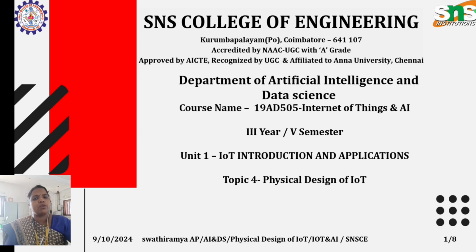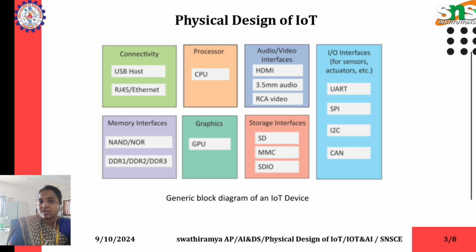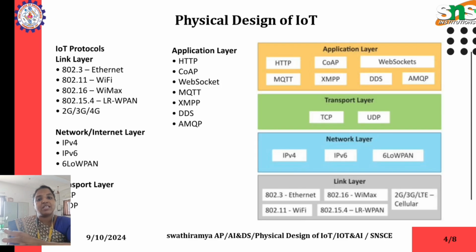In the previous video, we were discussing the physical design of IoT and the interfaces available in it. We have 7 interfaces, starting from connectivity, processor, audio video interfaces, input output interfaces, memory and storage interfaces, and graphics interfaces. With this, we were discussing the layers.